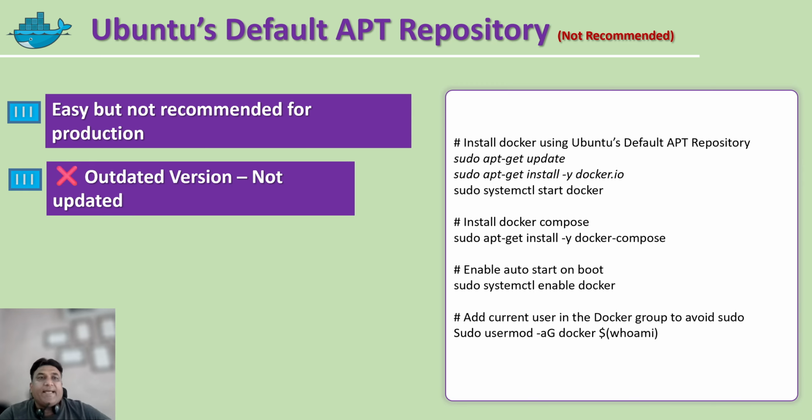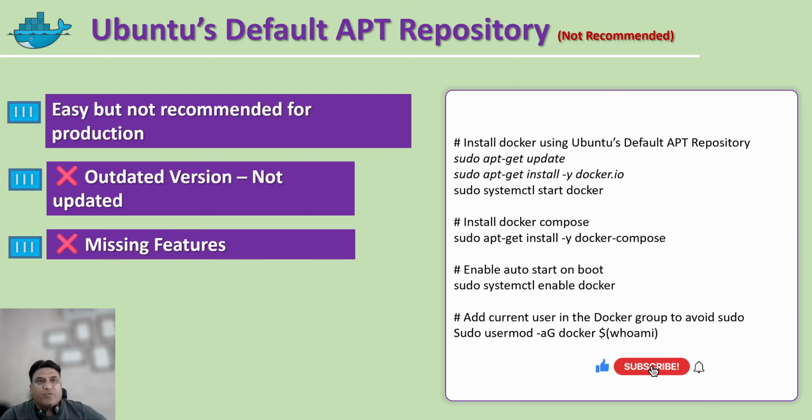Okay, and then why should you not use this option? Because it's an outdated version. You will not get the latest version because you are installing from the default apt repository. So Ubuntu has to update Docker in order to provide the latest Docker. And as you know, Ubuntu is an operating system. You will not get a new version of the operating system very frequently, whereas Docker will publish a new version often.